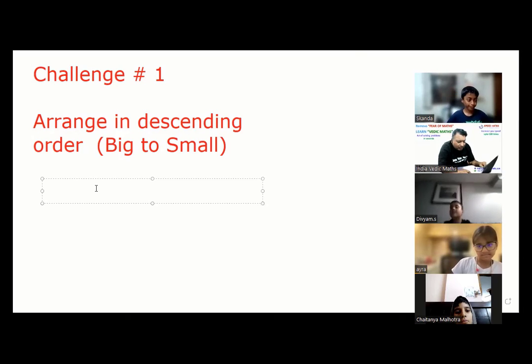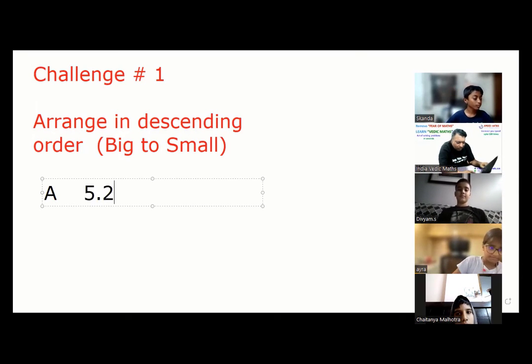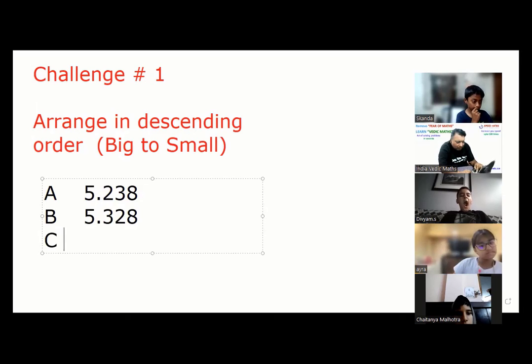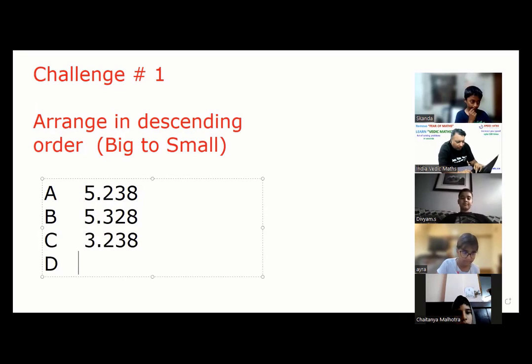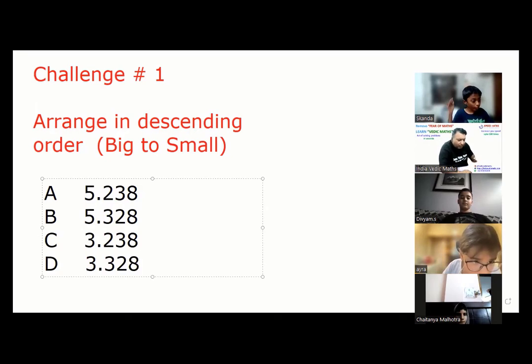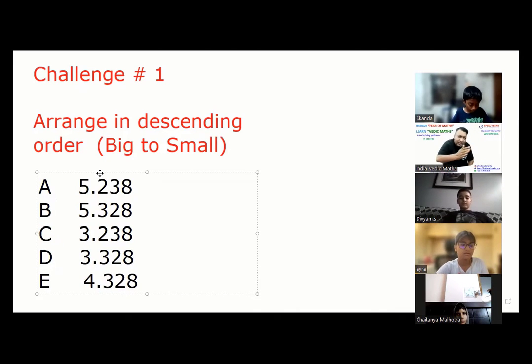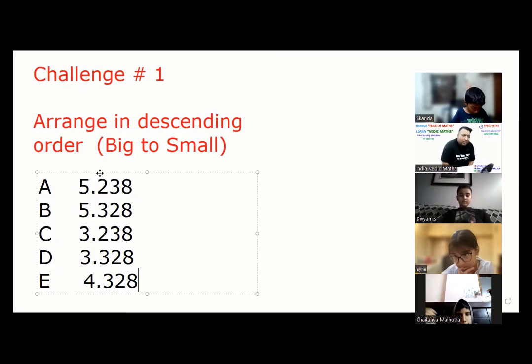Your first number A is 5.238. B is 5.328. Your C is 3.238. Your D is 3.328. And the last number E is 4.32. Tell me, everybody on the chat, just write like A, B, C, D, E or B, C, D, E, A or D, C, A. Arrange in descending order.